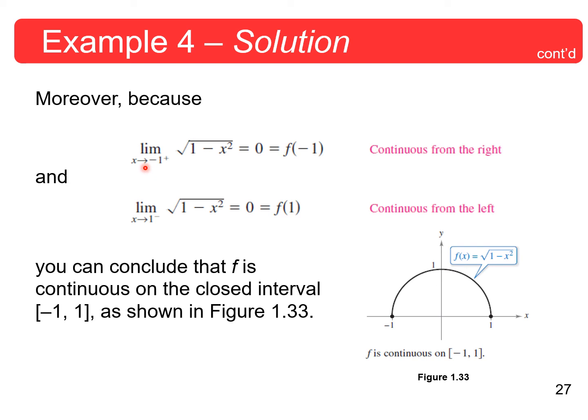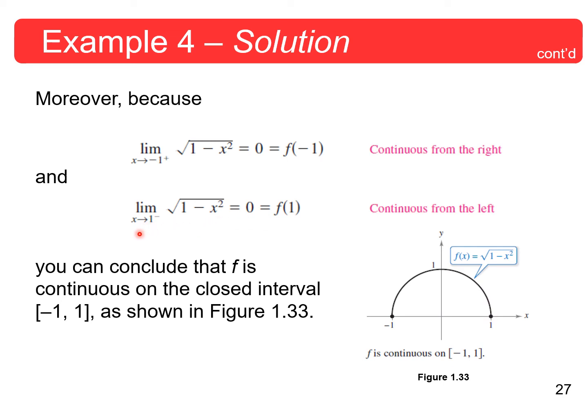If you look at the limit of the function as x approaches -1 from the right, you can just use the substitution method. Replace x here by -1. So you have 1 minus 1, that is equal to 0. And this is equal to f of -1. Then we say that the function is continuous from the right of -1. And we can actually verify that by looking at the graph of the function f of x here.